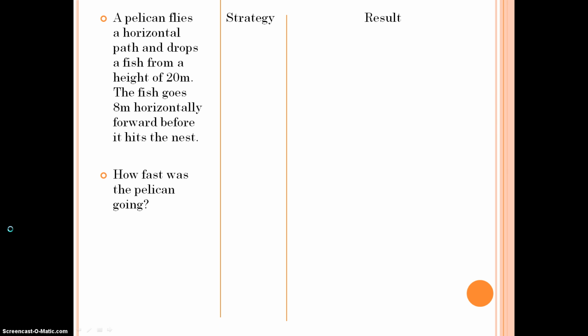So write down the problem on the left. Make a little page, probably about half your notebook tall for this one. A pelican flies a horizontal path and drops a fish from a height of 20 meters. The fish ends 8 meters horizontally forward before it hits the nest. How fast was the pelican going?